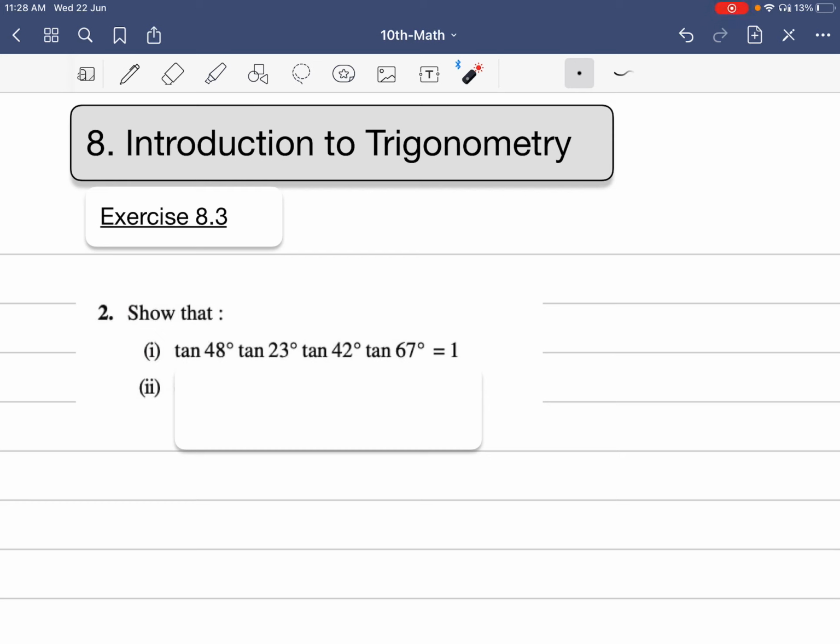In this video, we're going to look at exercise 8.3, problem number 2, and we are discussing all the exercises from chapter number 8, which is Introduction to Trigonometry. Let's read what problem number 2 says. It says, show that tan 48 multiplied by tan 23 multiplied by tan 42 multiplied by tan 67 is equal to 1. So we have to show that the left hand side is equal to the right hand side.